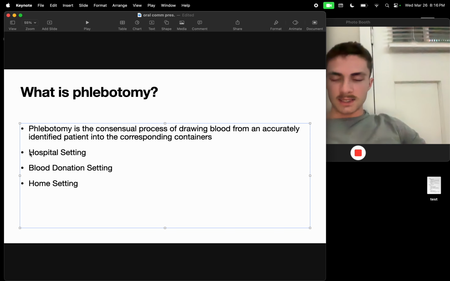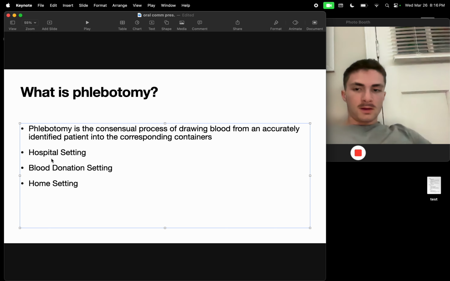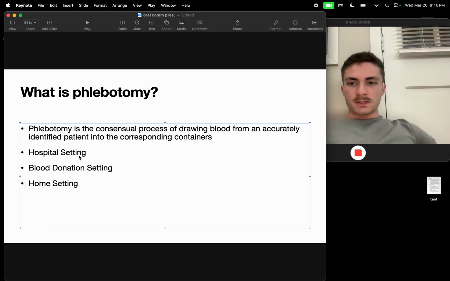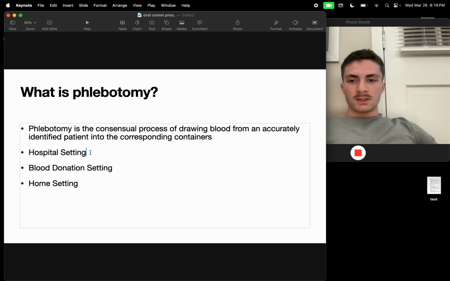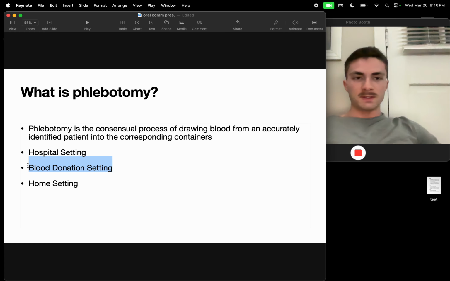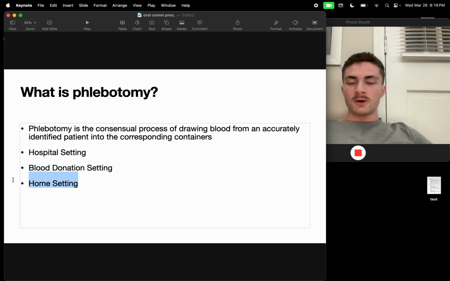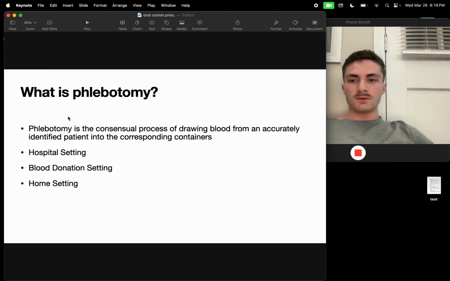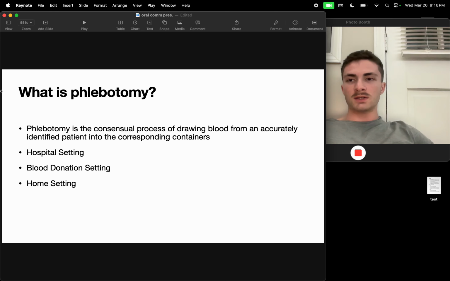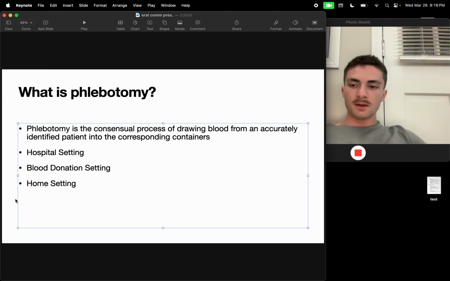There's three settings that phlebotomy can take place under. Hospital, this is where you find people of all ages, sick, healthy, whatever. Blood donation, this is where people are only of a specific age, healthy, a certain weight, that sort of thing. In the home setting, phlebotomists can drive to the home of the patient if the patient can pay for it, or just because the patient has trouble getting to the hospital, and they can do it there.